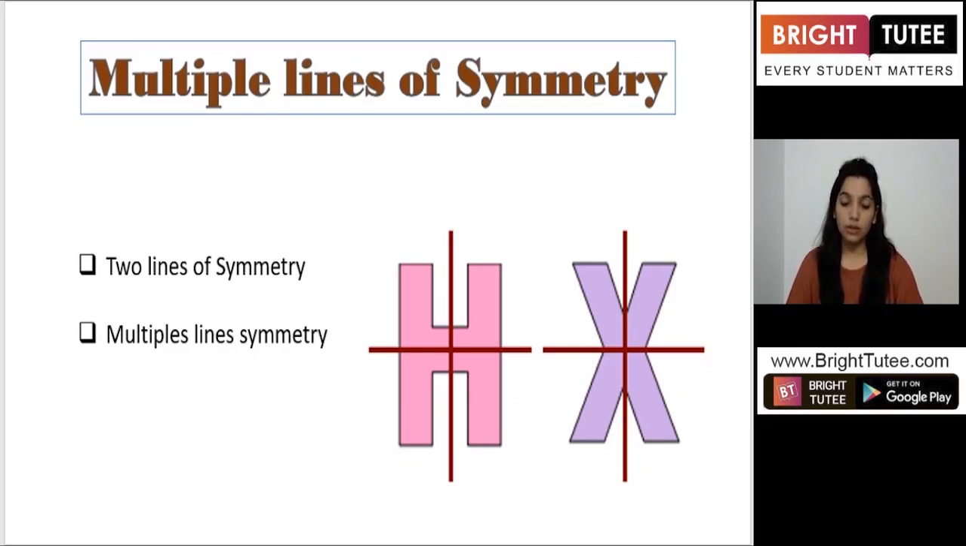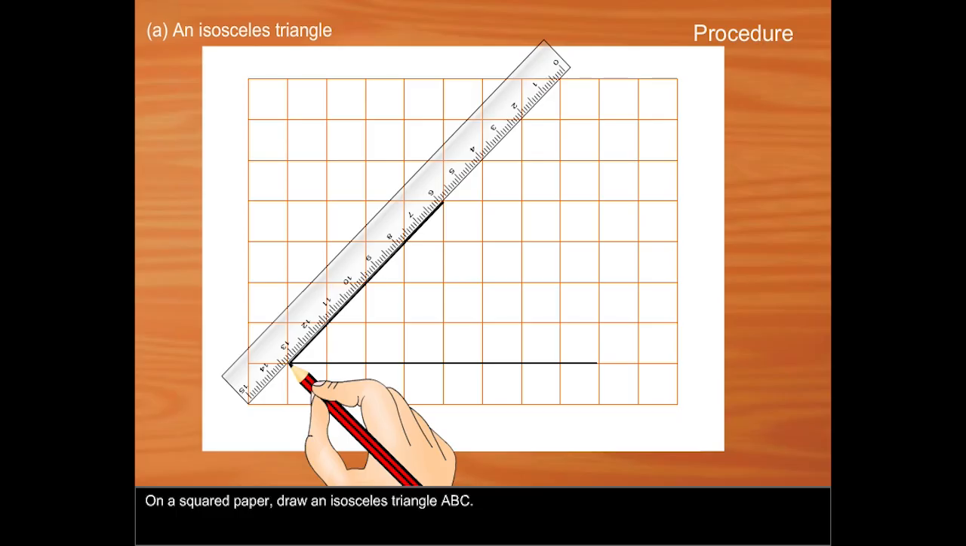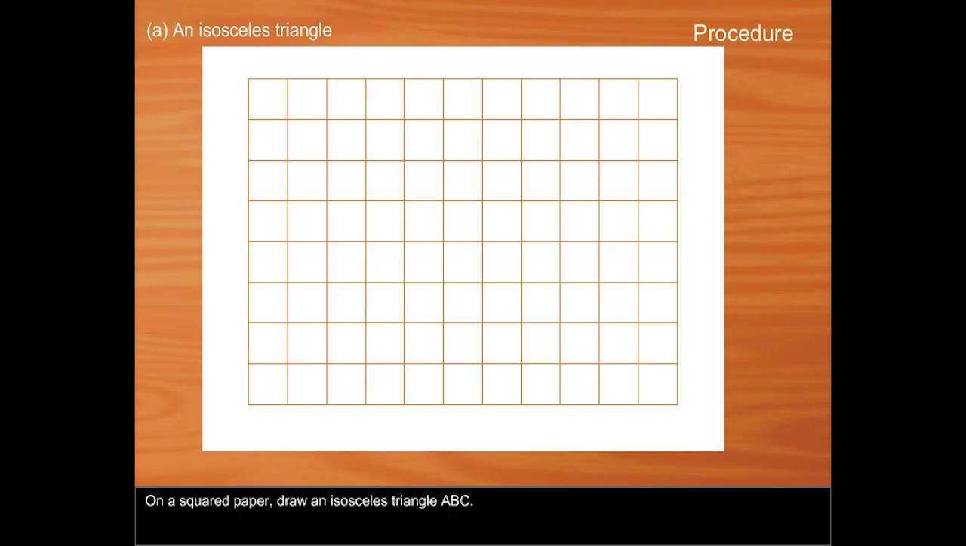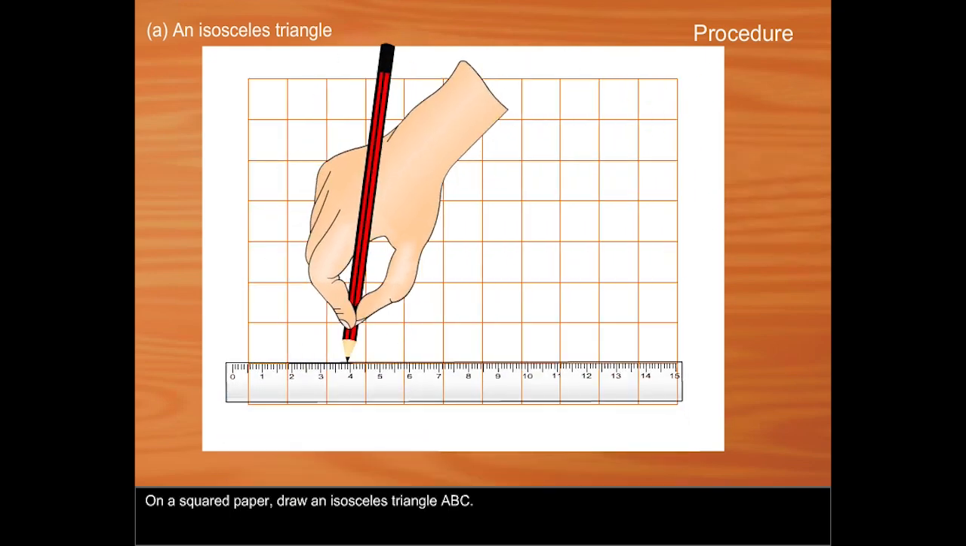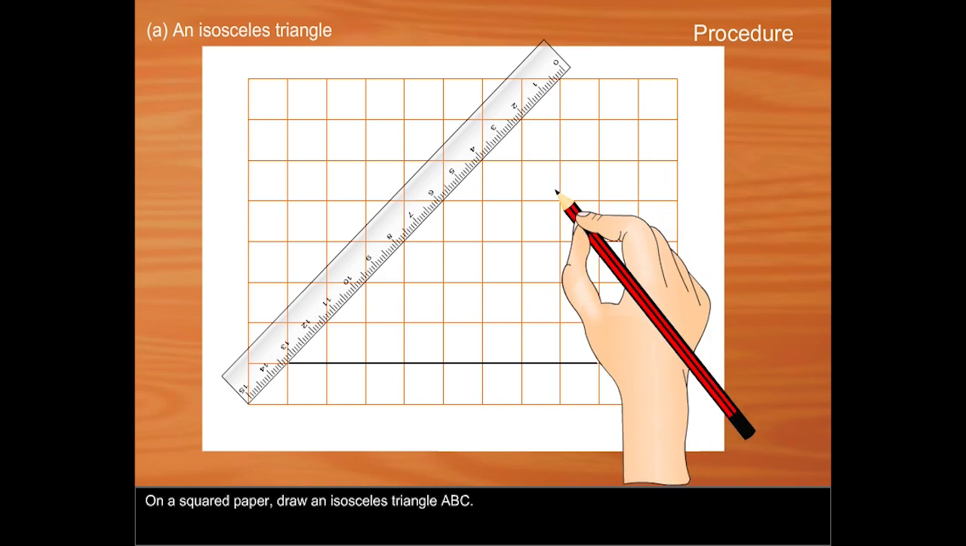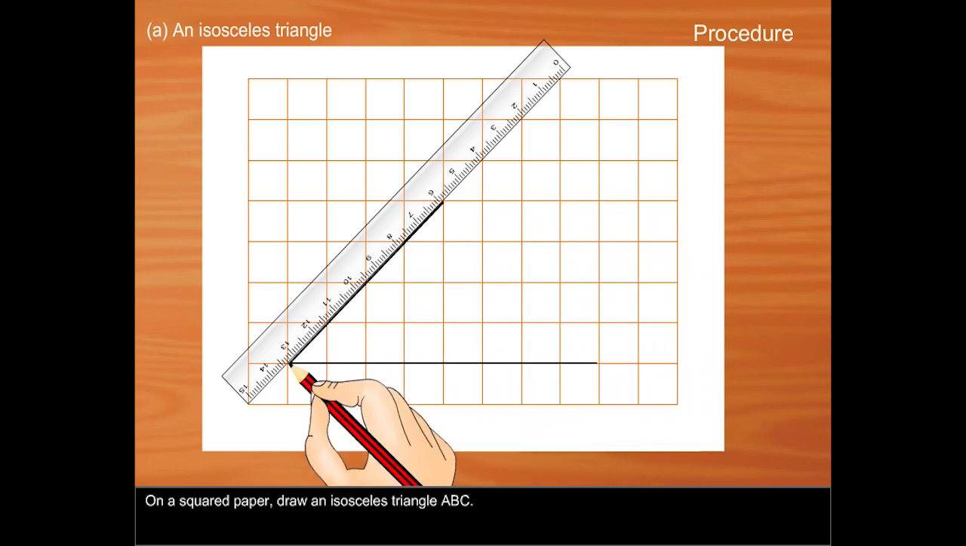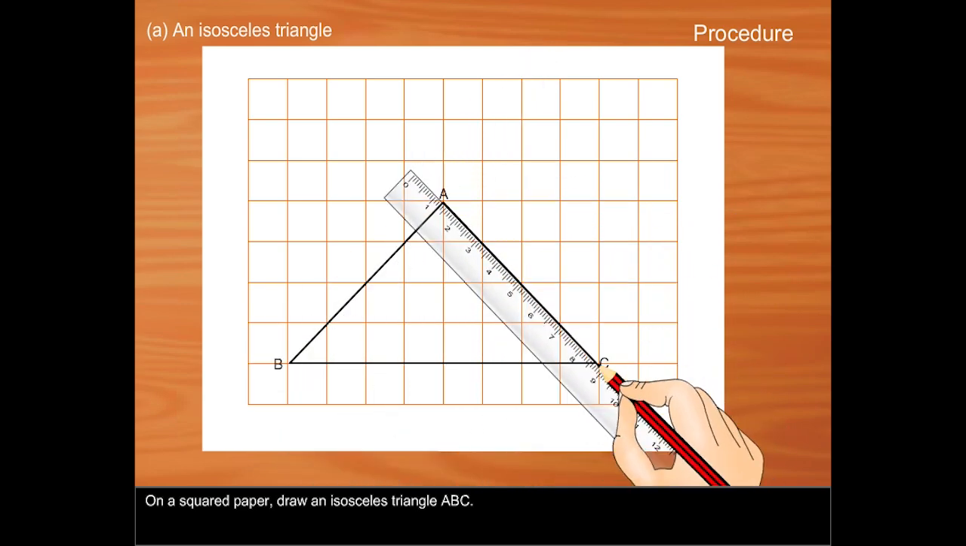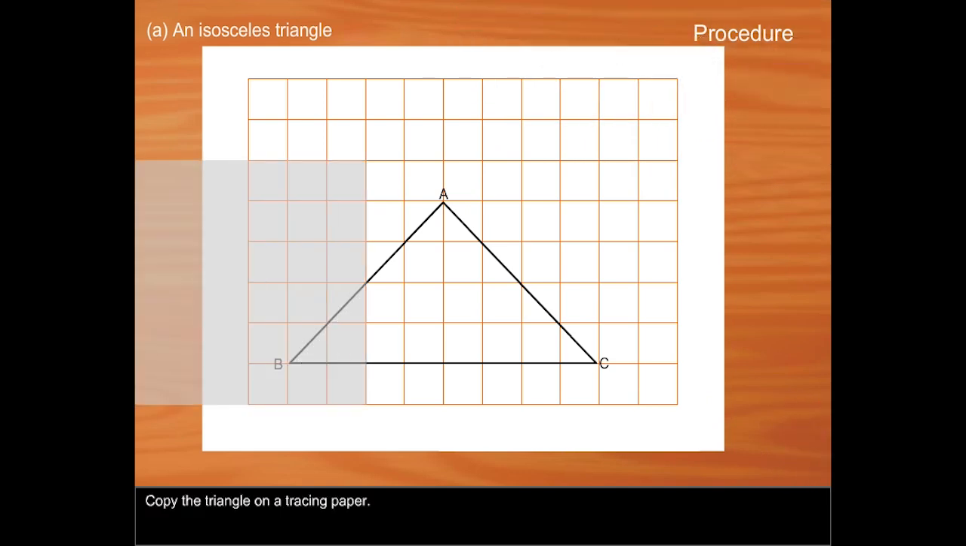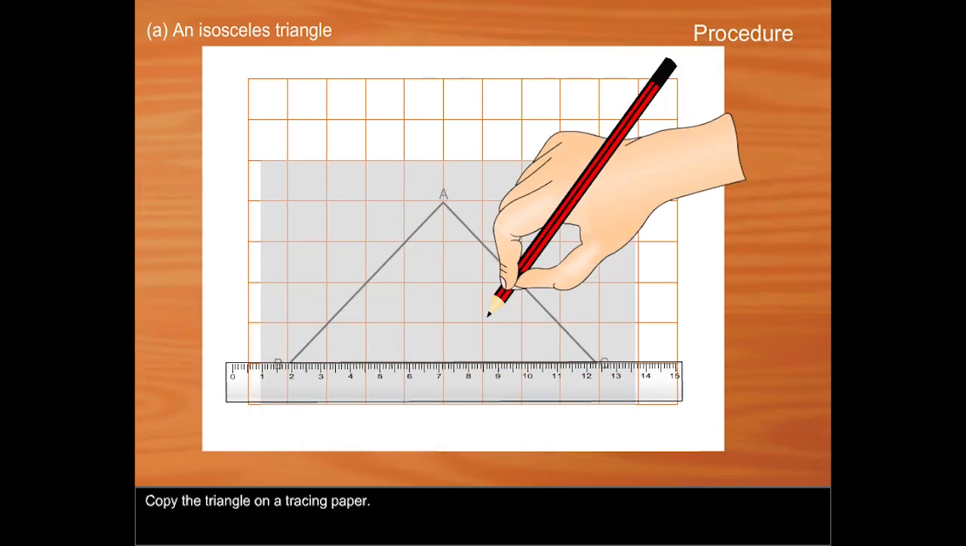Okay. So here what we'll be able to learn by the end of this class is about 2 lines of symmetry and 3 lines of symmetry. Okay. Look at the animation. On a squared paper, draw an isosceles triangle ABC. Copy the triangle on a tracing paper.